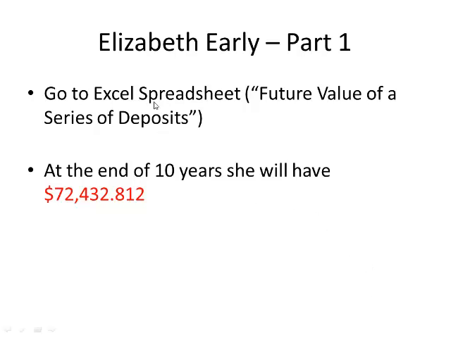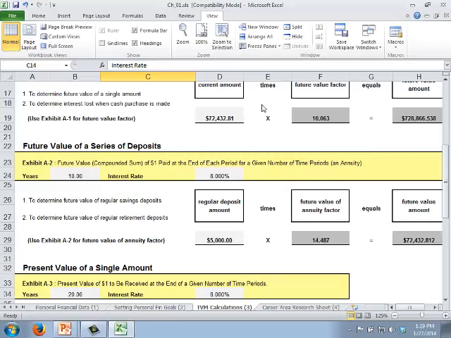So the first part, how much is she going to accumulate during the 10 years of savings, you're going to need to go to the Excel spreadsheet I spoke of in the previous lecture. It's titled Chapter 1, Excel, or Time Value of Money. And in there's something called Future Value of a Series of Deposits. I'm going to switch to that spreadsheet right now.